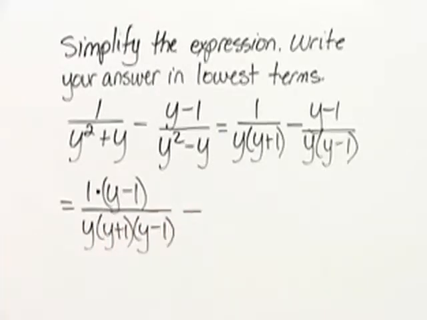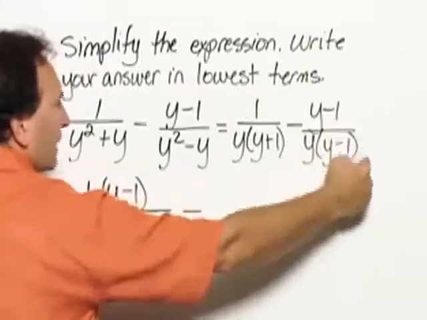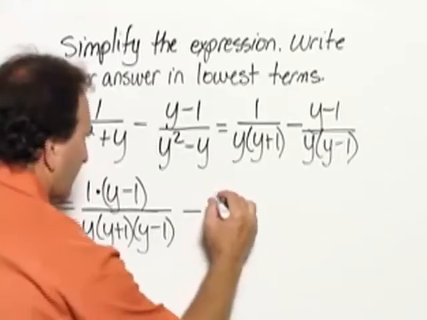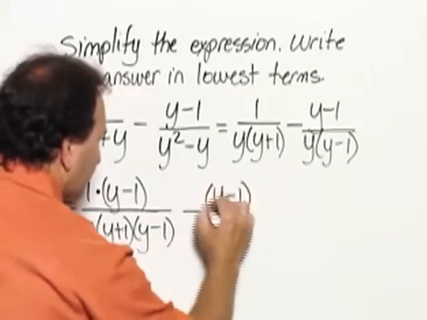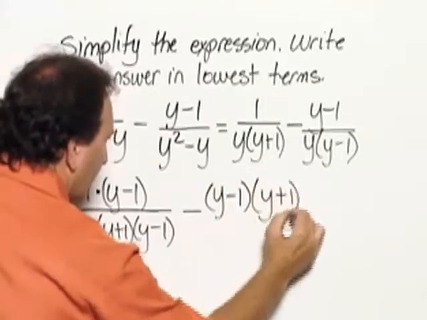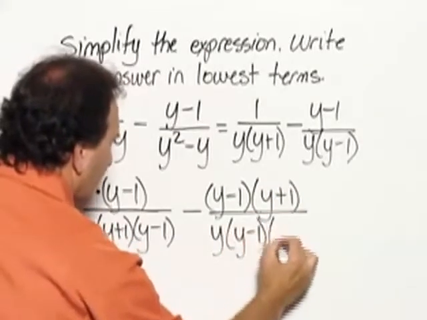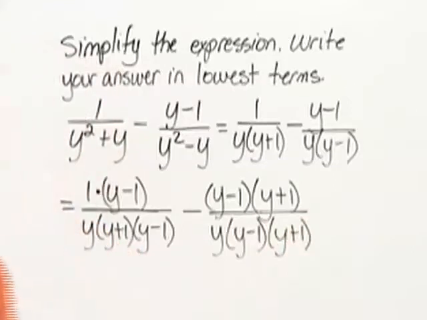Then we have minus. In this one, we have to multiply the numerator and denominator by y plus 1. So it's y minus 1 times y plus 1, and that's over y times y minus 1 times y plus 1.